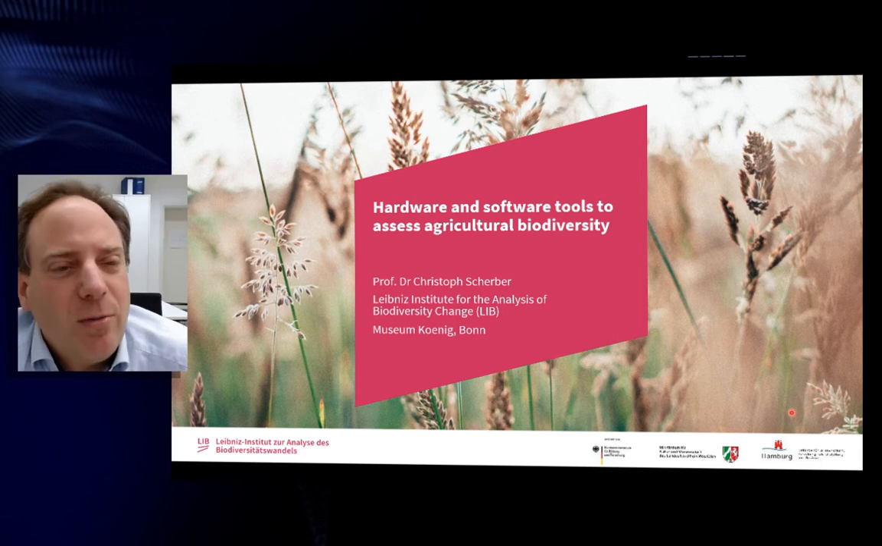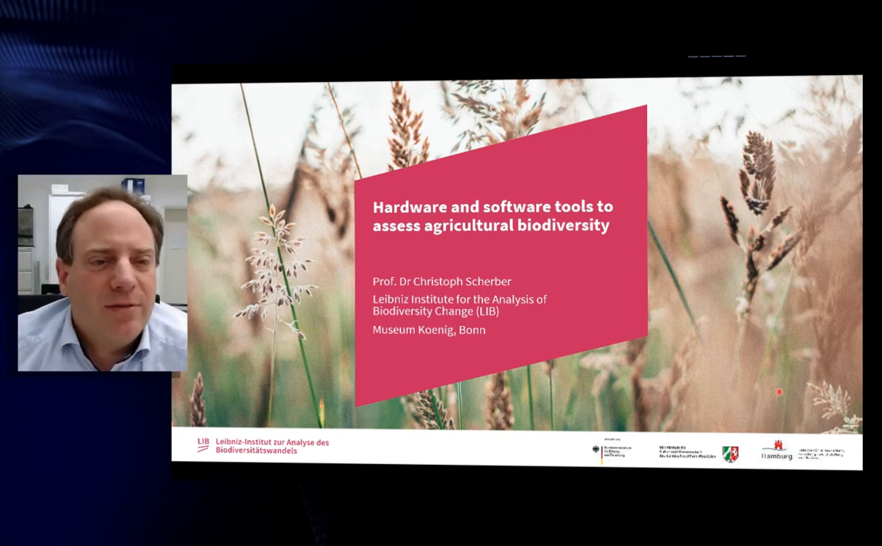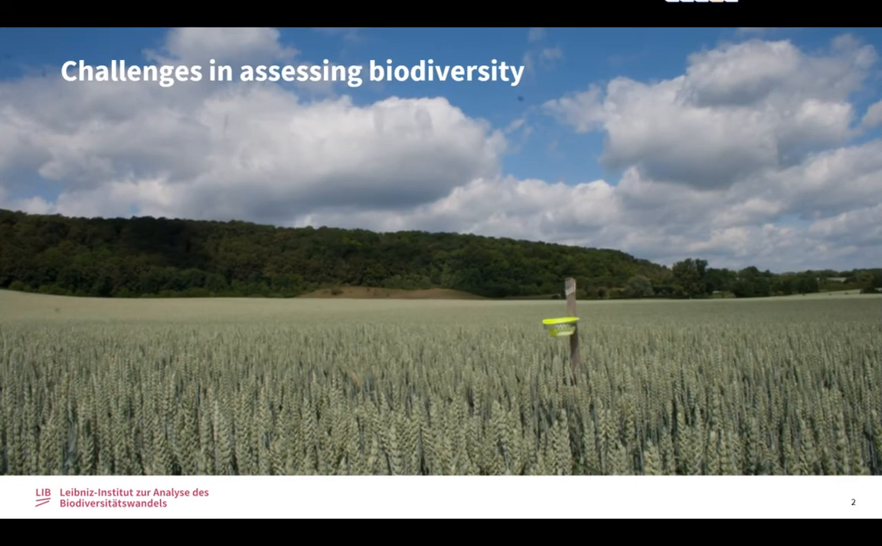Today I would like to talk with you about hardware and software tools to assess agricultural biodiversity. There are several challenges in assessing biodiversity in farmland. For example, measuring what's happening inside the middle of agricultural fields. And there are trapping devices such as the yellow pan trap that you can see in this picture that can help collect biodiversity data from inside the fields.